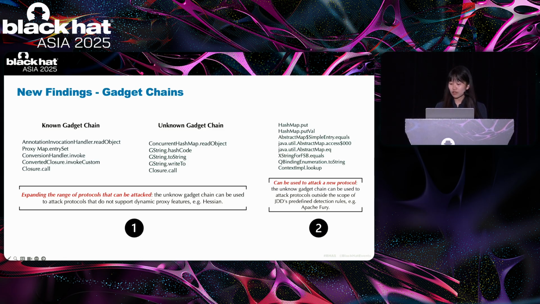The second unknown chain can be used to attack a deserialization protocol outside the scope of JDD's predefined detection rules, which is Apache Fury, a newly appeared deserialization protocol. This demonstrates the extensibility of JDD.